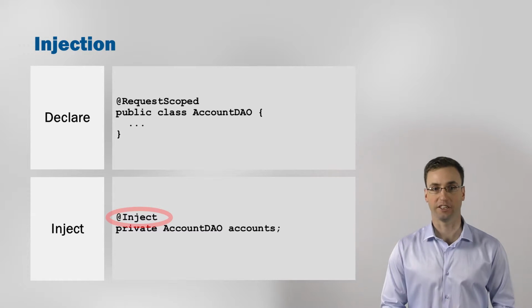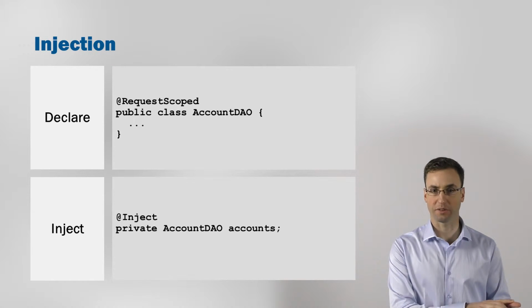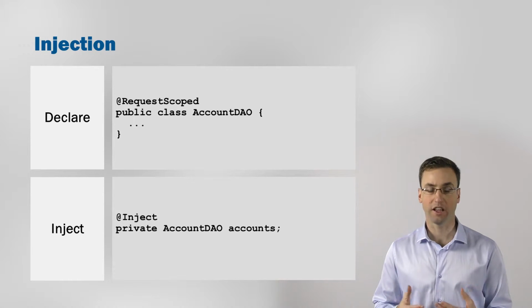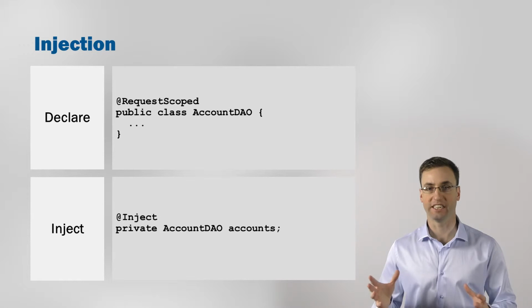Then, to access the object created and managed by CDI, all you need to do is use the inject annotation. To reiterate, you annotate your class with the scope, then CDI will automatically create instances of that class according to the rules of that scope, and set them to wherever you have used the inject annotation.